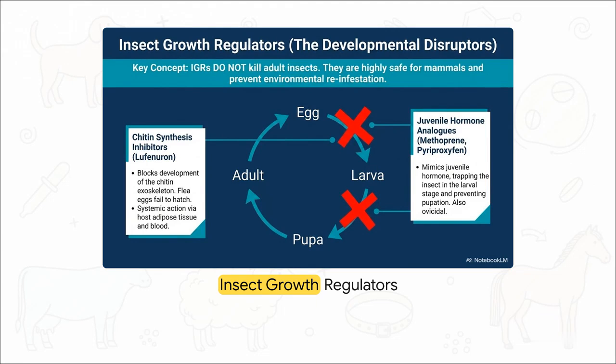A drug like lufinuron is a chitin synthesis inhibitor. It literally blocks the development of the insect's chitin exoskeleton. So when an adult flea lays its eggs, those eggs simply fail to hatch. Other IGRs, like methoprene, actually mimic juvenile hormones, trapping the insect in the larval stage forever. It's a remarkably safe and clever way to prevent environmental reinfestation.